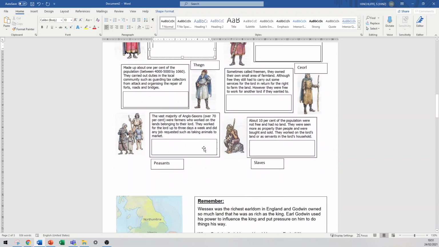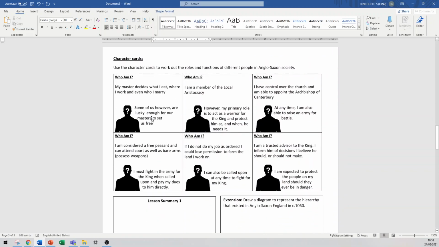Okay, so I'll look down here. I'll have a look at the character card. My master decides where I eat, where I work. Well, that's not the king. I'm a member of the local aristocracy. Well, that's not the king, is it? Not local. I have control over the church. I appoint the Archbishop of Canterbury. At any time, I'm able to raise an army for battle. Well, that sounds like the king, but it could be an earl. If I look here, it says, I'm a trusted advisor to the king. Well, that's got to be the earl. So this one has to be the king.